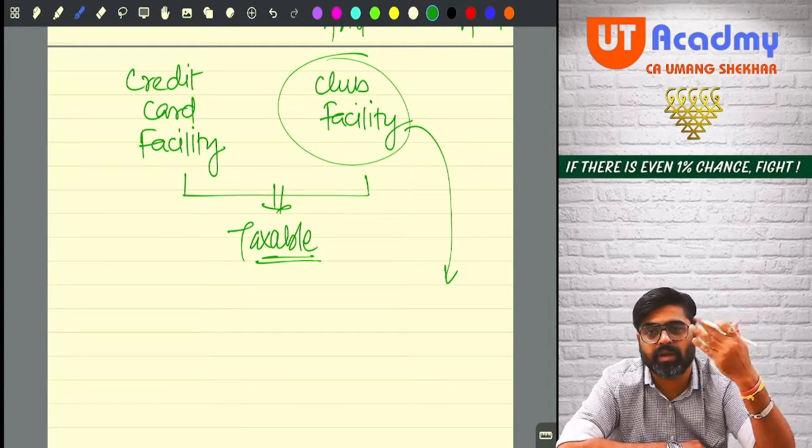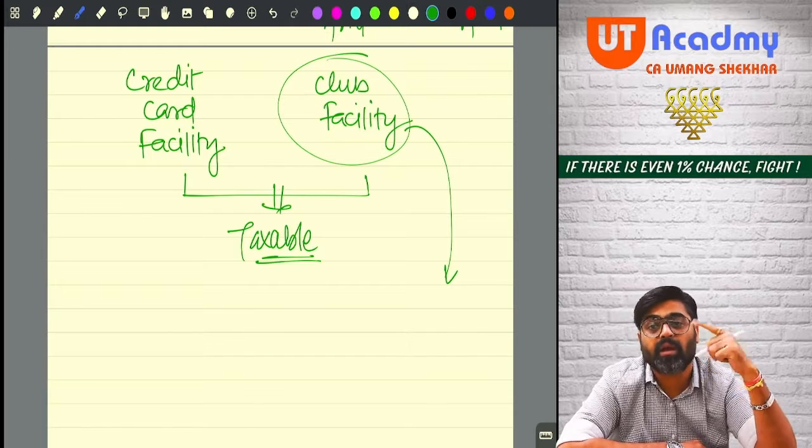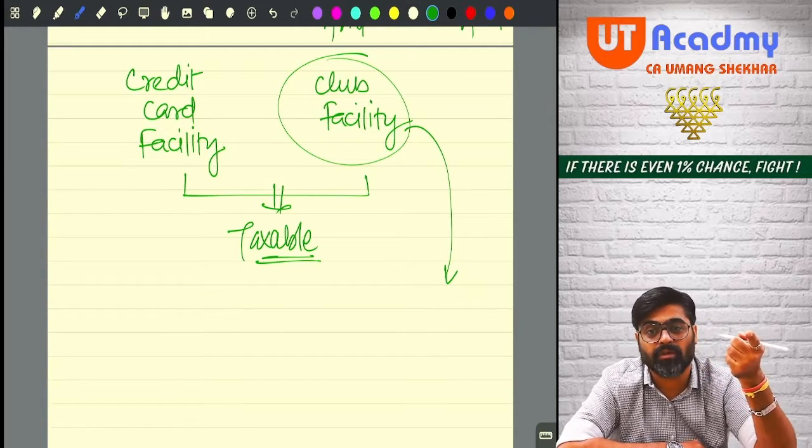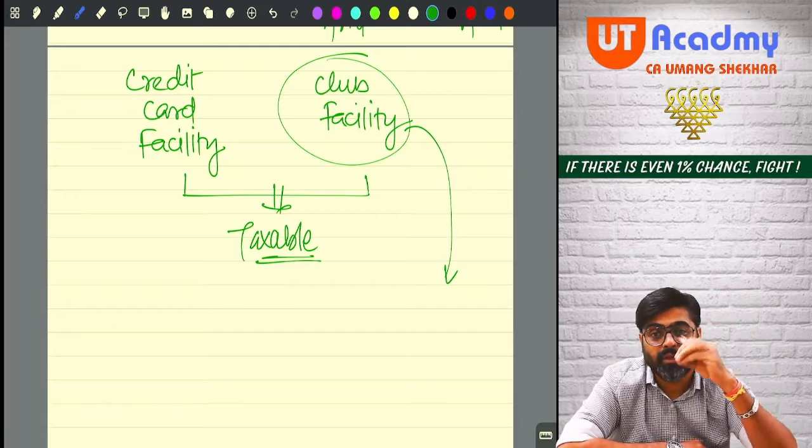But wait, before reducing the recovery, if the club facility was used for business purpose, sometimes it might also happen that in the club only you are scheduling some business meetings.